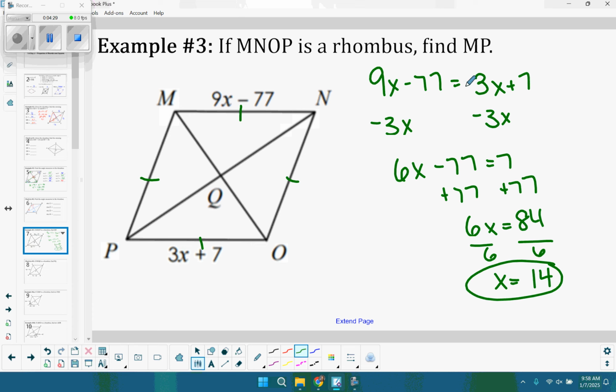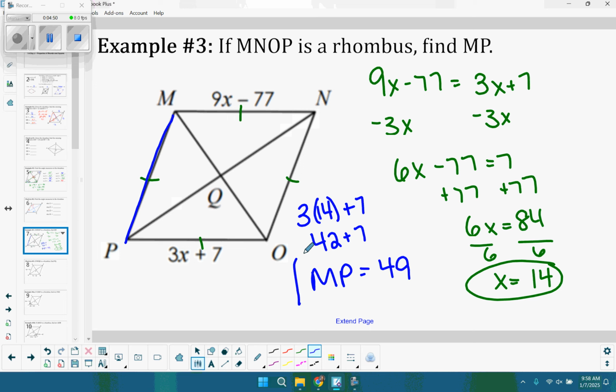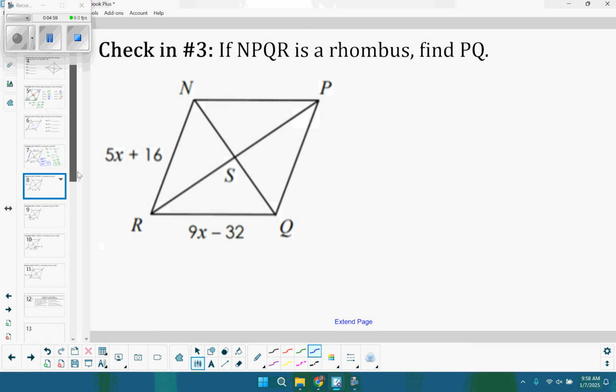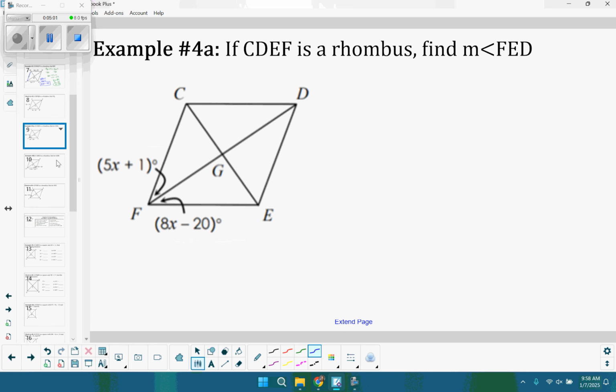They want us to find MP. So MP is one of the sides, so I could plug x into any of the other sides to find out what it is. So let's plug it into 3x plus 7. So we get 49, so MP equals 49. Here's another check-in. You could pause now. Answer is posted on Google Classroom.